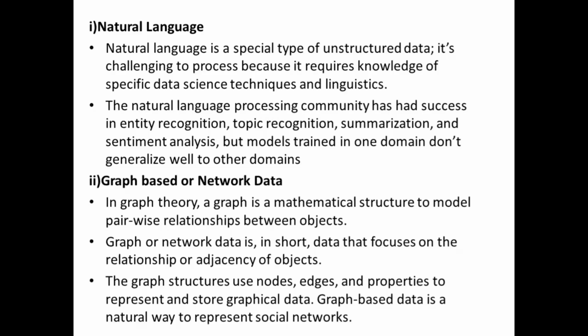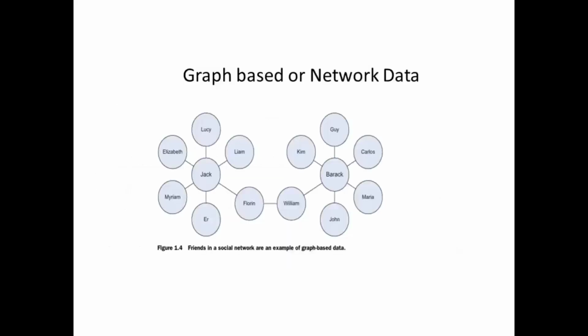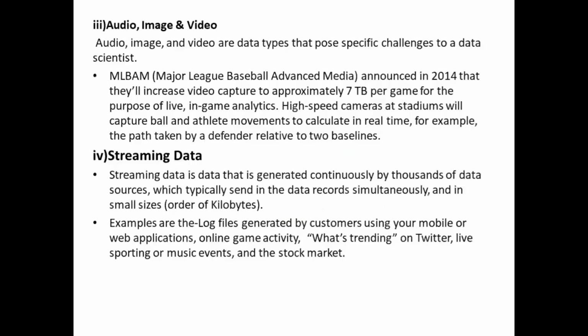Then graph-based or network data. In graph theory, a graph is a mathematical structure to model pairwise relationships between objects. So graph or network data is, in short, data that focuses on the relationship or adjacency of the objects. The graph structure uses nodes, edges, and properties to represent and store graphical data. Graph-based data is a natural way to represent a social network. In this example, everything is represented in nodes and edges. Here, Florin and Williams are in different networks, but the people are linked in some way. So friends in social media are an example of graph-based data.